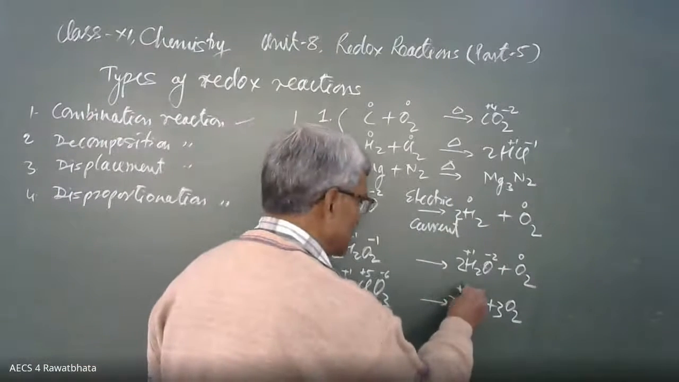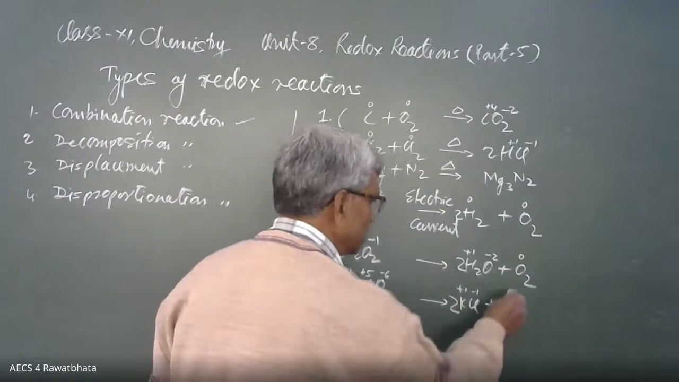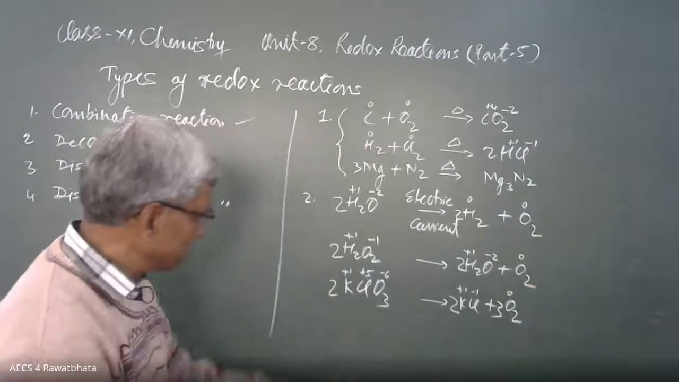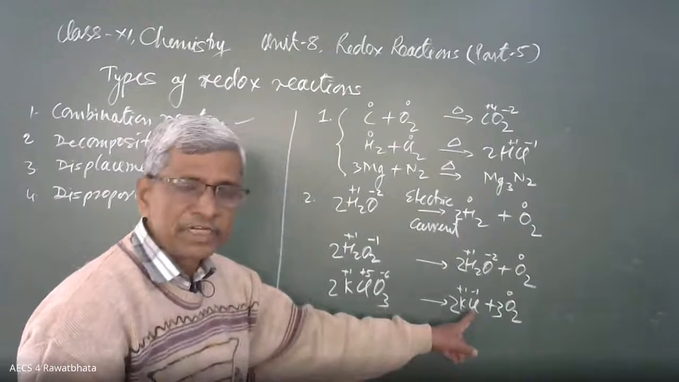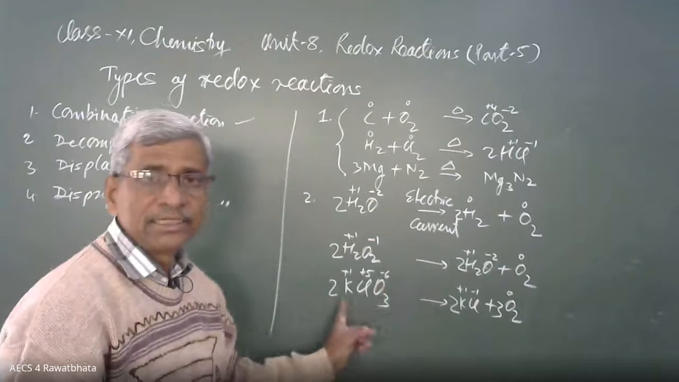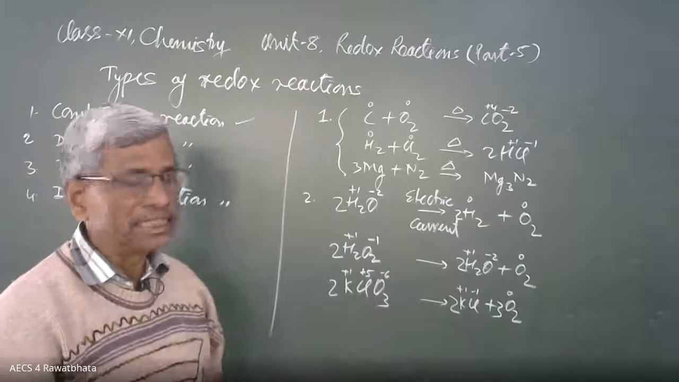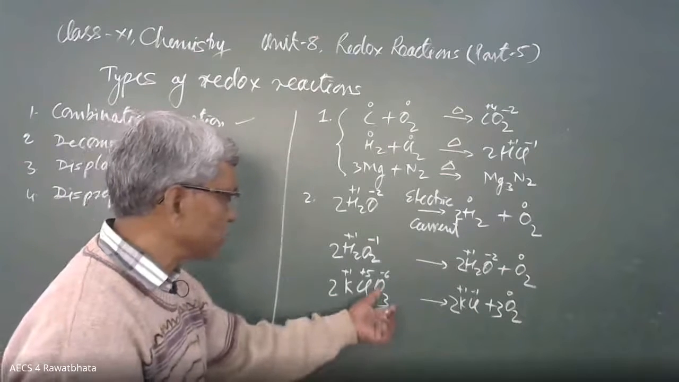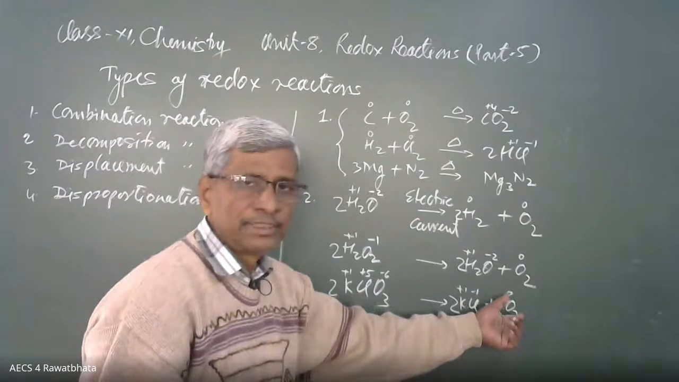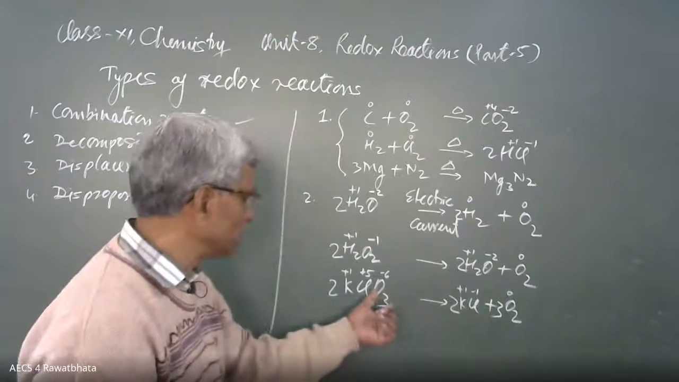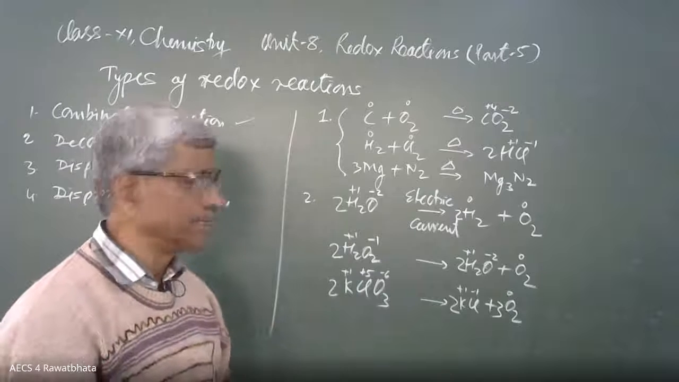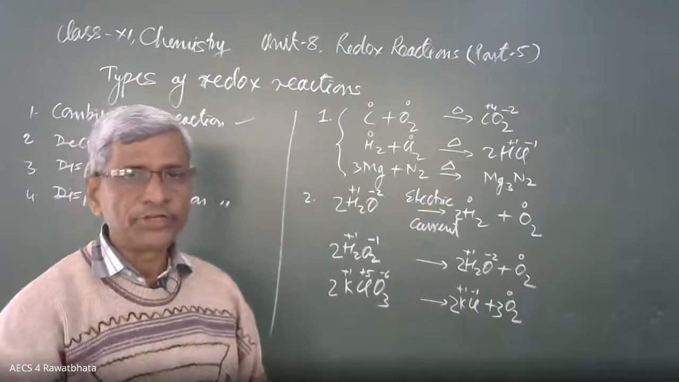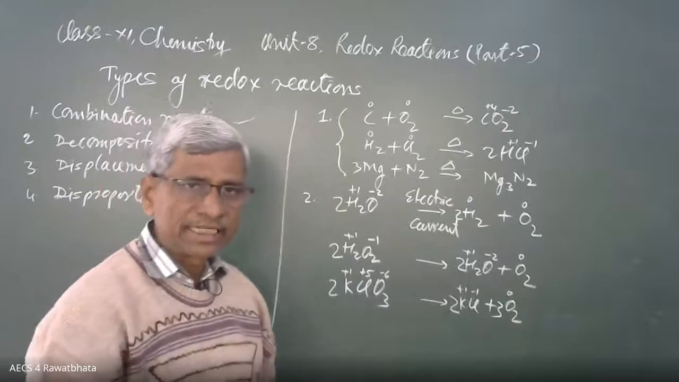Here potassium is +1, Cl is -1, oxygen is 0. Now check. From +5 it changes into -1. This is reduction, decrease in oxidation number. From -2 to 0, oxygen, oxide -2 into 0, increase in oxidation number. That is the oxidation half reaction. So this is a redox reaction.